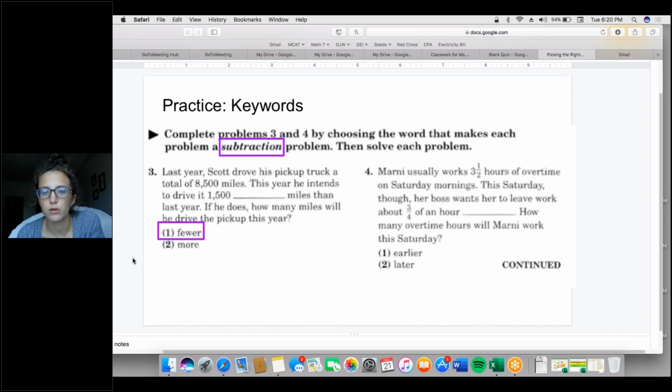Marnie usually works 3.5 hours of overtime on Saturday mornings. This Saturday, though, her boss wants her to leave work about 3/4 of an hour blank. How many overtime hours will Marnie work this Saturday? This is kind of a tough one. But if we think, okay, usually that total amount is 3.5 hours. And now we have to leave 3/4 of an hour. What would we have to leave earlier or later to make that number smaller? If I'm subtracting, that's the same thing as taking away time. So I have to leave earlier. I have to take away time from that 3.5 hours. So that is earlier.